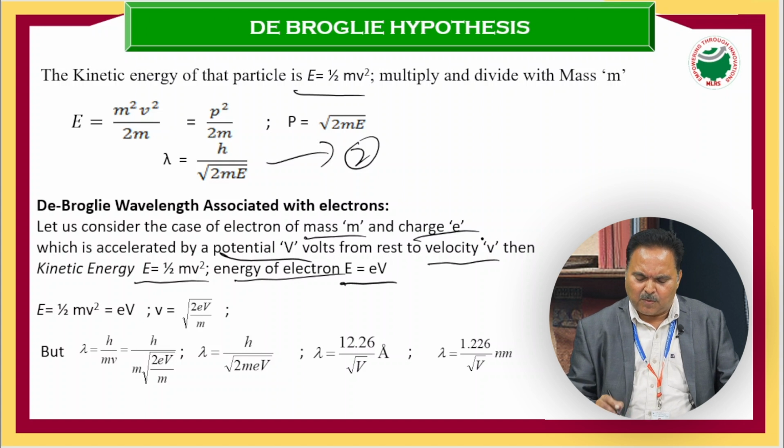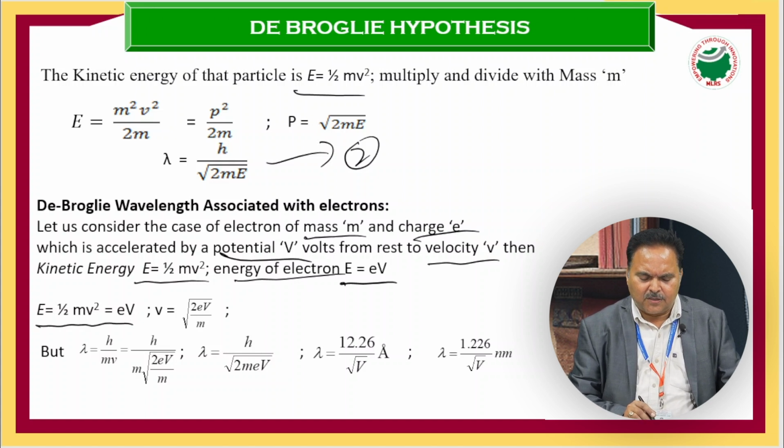This capital V and this small v are different. Please remember that. Now we will equate these two equations once again. So E is equal to half mv square is equal to e into capital V, that is the potential difference. From this equation we can calculate the small v, the velocity of the electron. It will be v is equal to root of 2eV by m. So this is the equation for velocity.